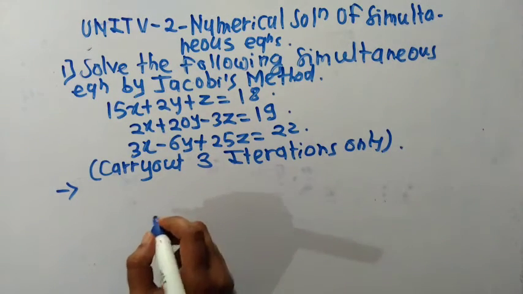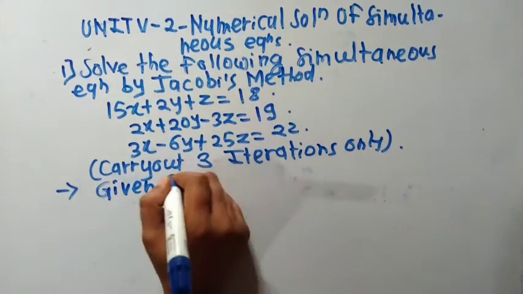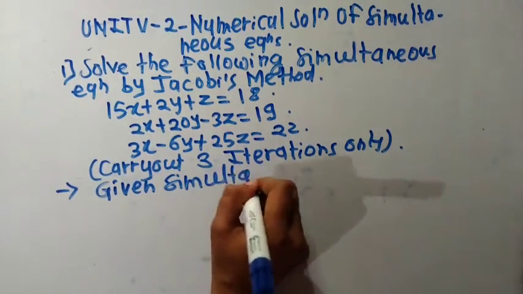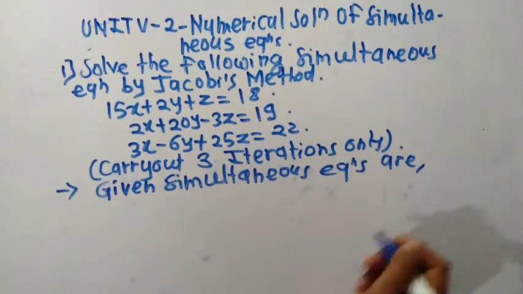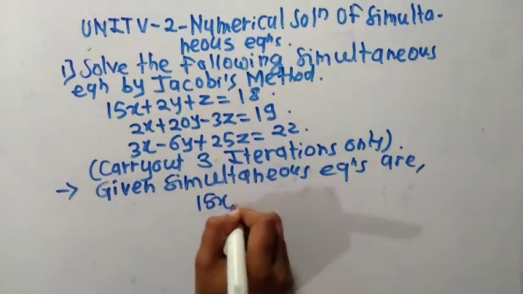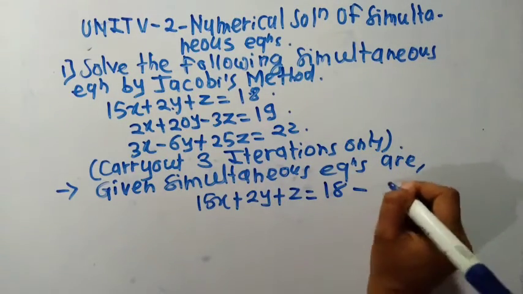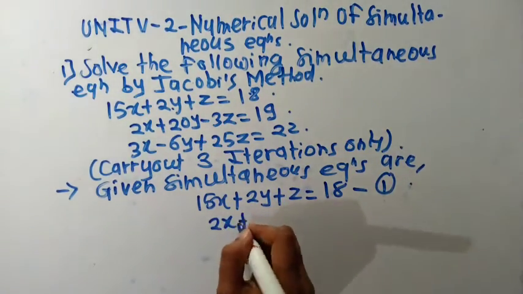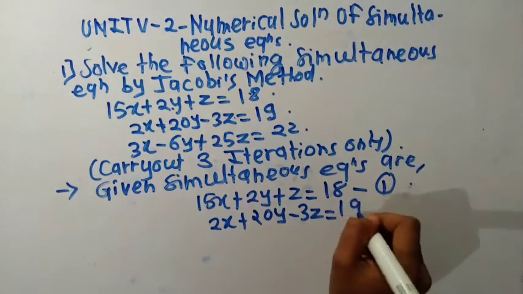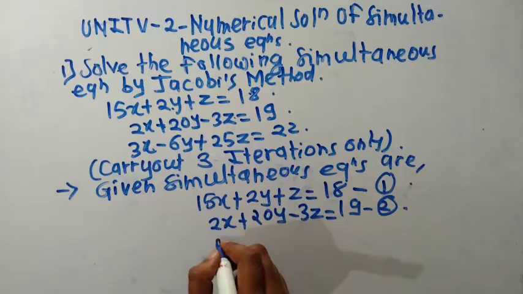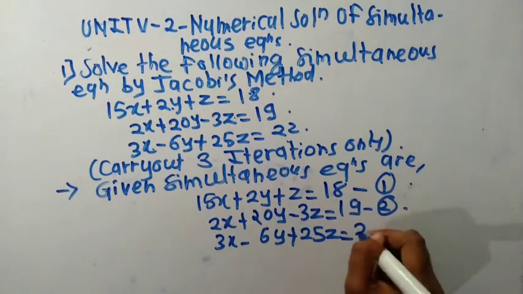So here first one, given simultaneous equations are 15x plus 2y plus z is equal to 18. Then 2x plus 20y minus 3z is equal to 19. And third equation, 3x minus 6y plus 25z is equal to 22.